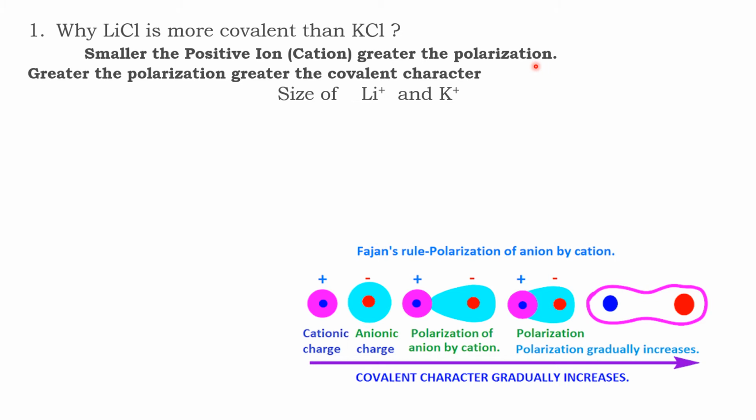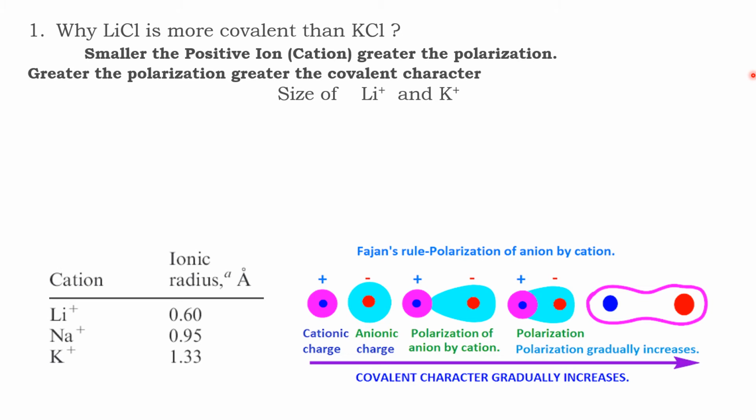So, the smaller the size of the Li+, the greater the polarization power. Hence, it easily polarizes Cl-, while K+ has a greater size, hence less polarizing power. Hence, it cannot polarize Cl- as lithium does. So, we could say the answer is the size of the lithium ion and potassium ion. The greater the size of the ion, the smaller the polarization and hence the smaller the covalent character.